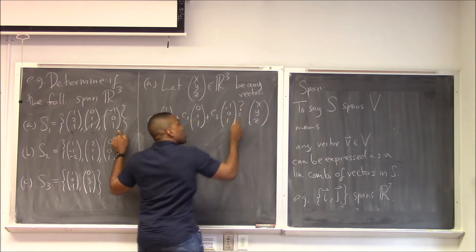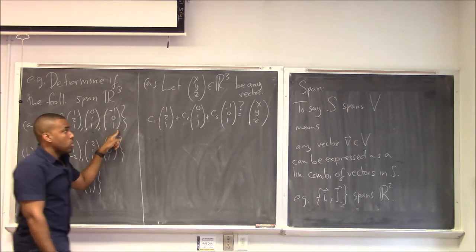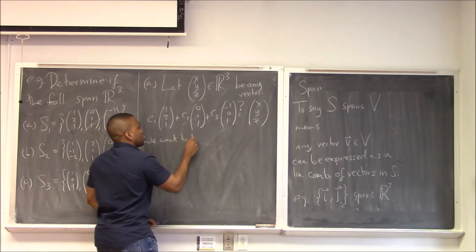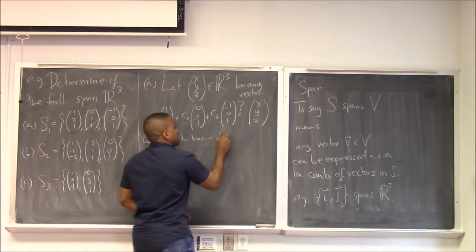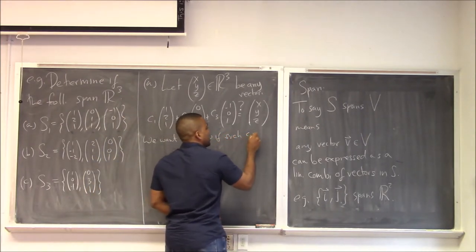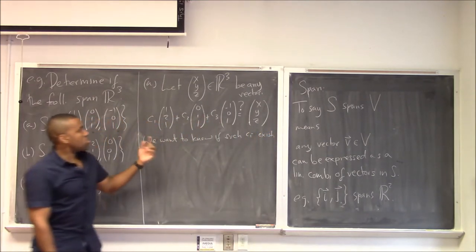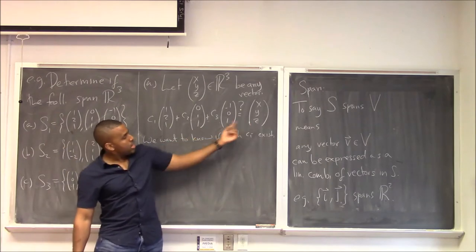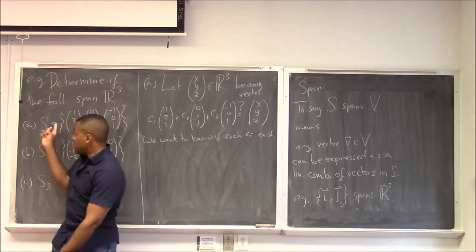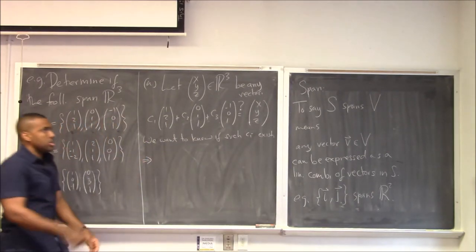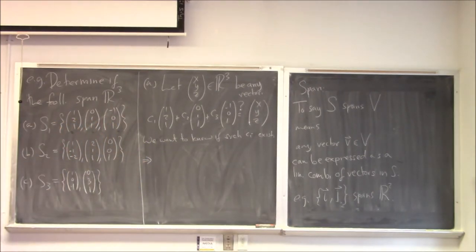this. So this is a question mark, which we don't know. We want to find if such Ci exist. Would I be able to write any random guy I pick as a linear combination of guys in this set? What does that mean? What would I be able to say?